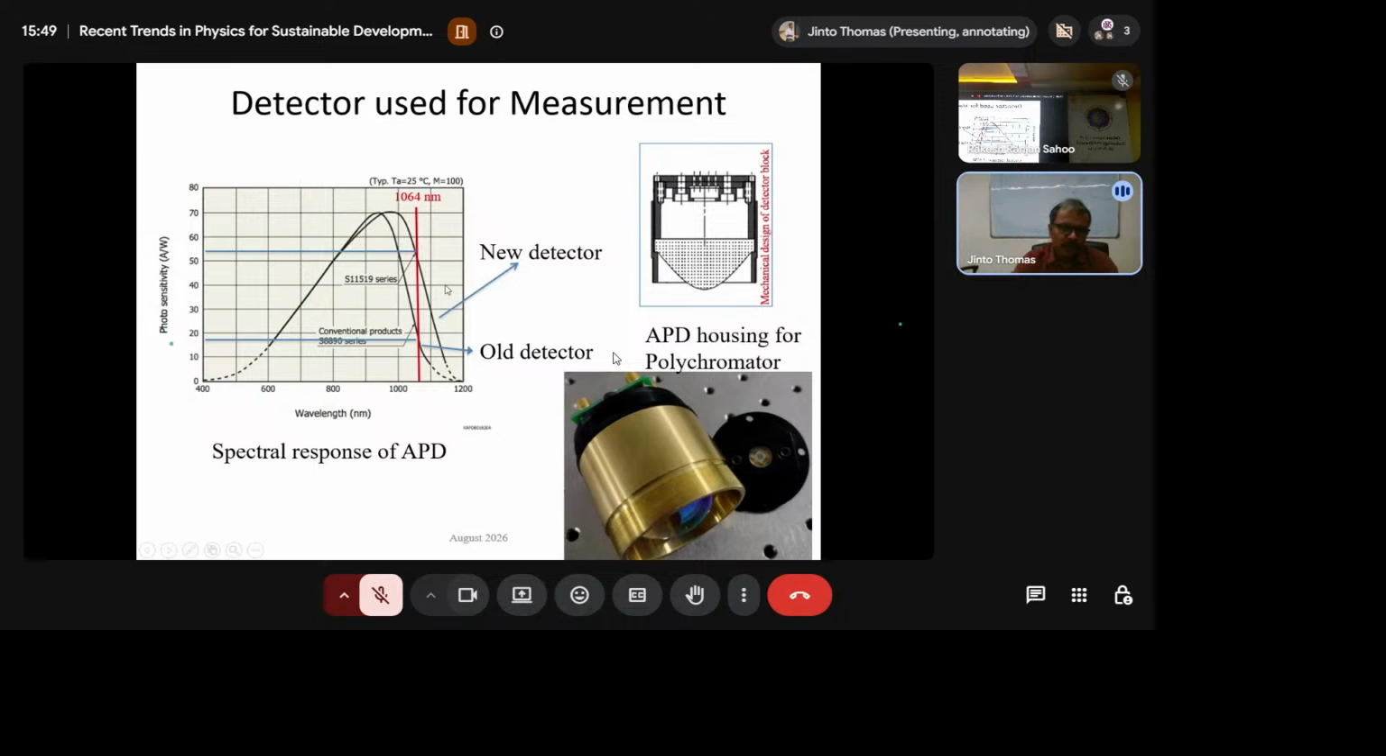Earlier detectors had much lower quantum efficiency. Now Japan has come up with new MEMS technology detectors which can have a much higher quantum efficiency, and that will improve our detection.